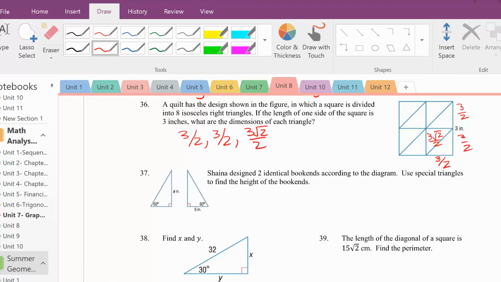Shayna designed 2 identical bookends according to the diagram. Use special right triangles to find the height of the bookends. Well, you have a 30, 60, 90. And that means a is equal to 5. So x is equal to a rad 3. So it's equal to 5 rad 3 inches.